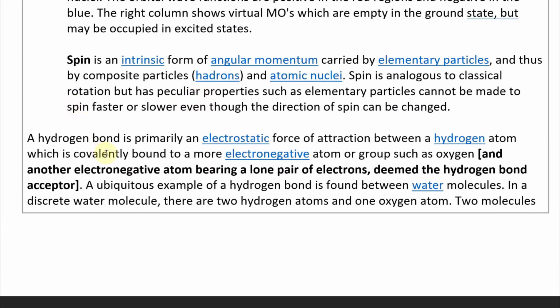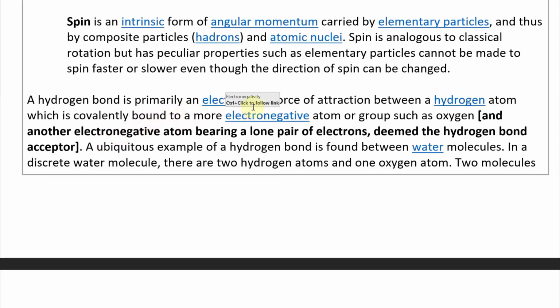Anyways, a hydrogen bond is primarily an electrostatic force of attraction between a hydrogen atom, which is covalently bound to a more electronegative atom or group such as oxygen. Yeah, this is from Wikipedia, so it doesn't have it complete there. That's why I added this giant sentence here.